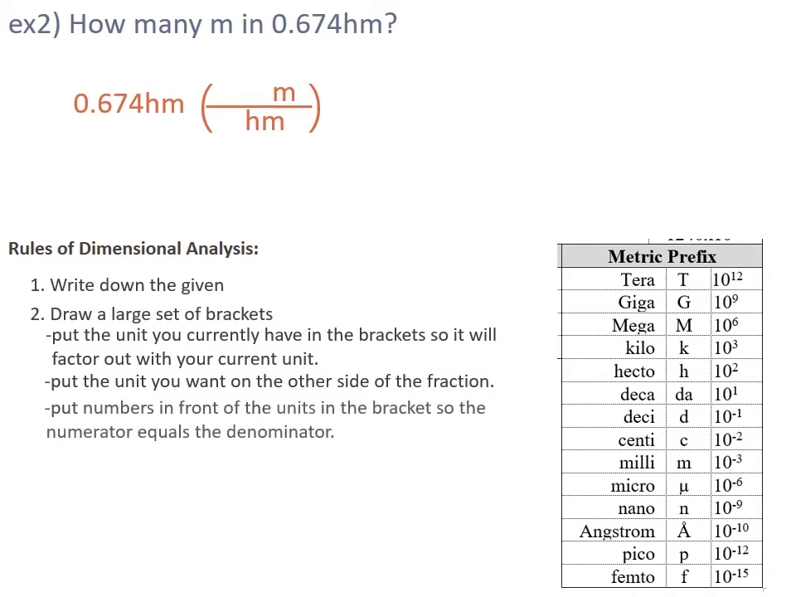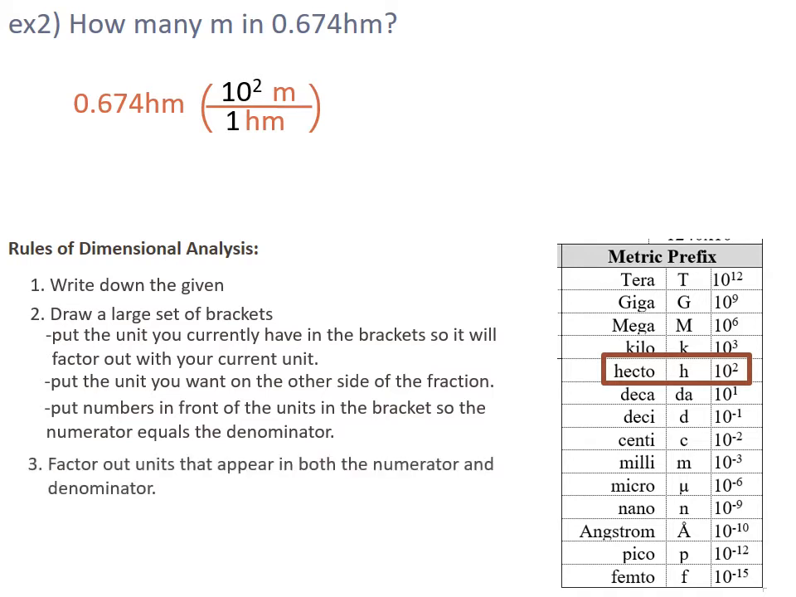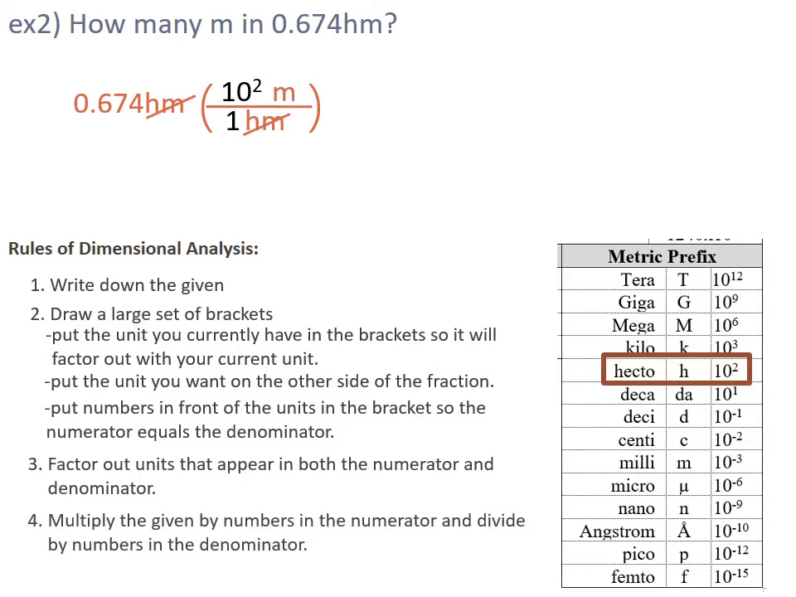And my metric prefix table says that 1 hecto equals 10 to the 2. So 1 hectometer equals 10 to the 2 meters. I factor my units out, hectometers and hectometers will factor out. I then run it through my calculator. So 0.674 multiplied by 10 to the 2 divided by 1 equals, and I will write my final answer with proper units, 67.4 meters.